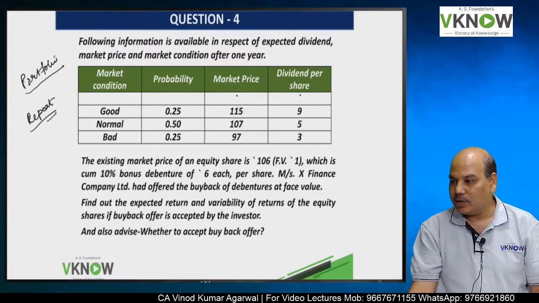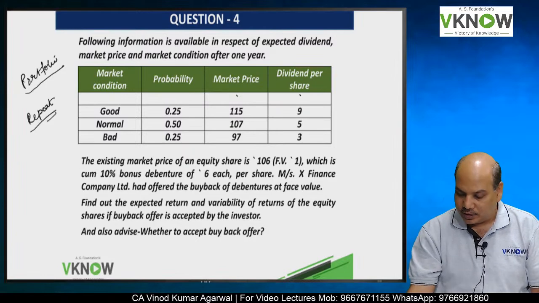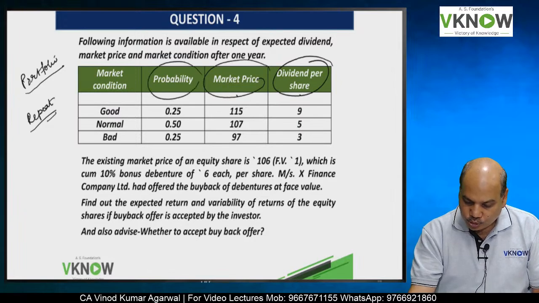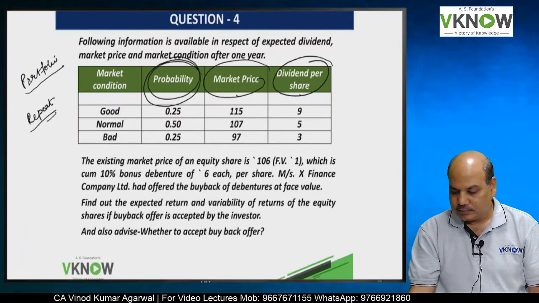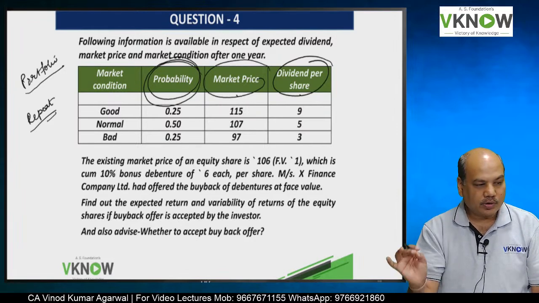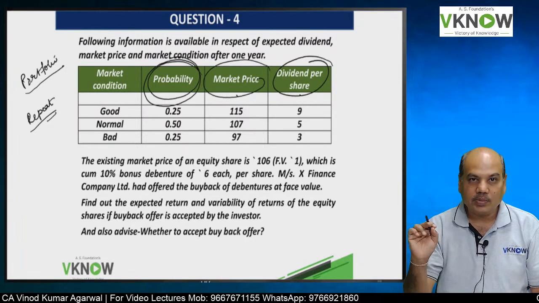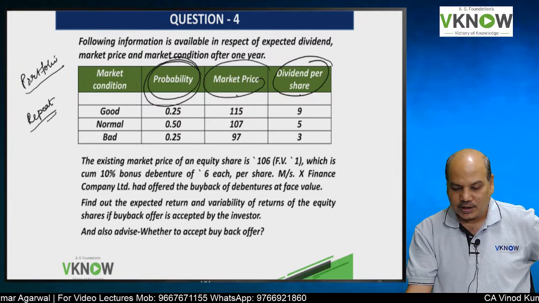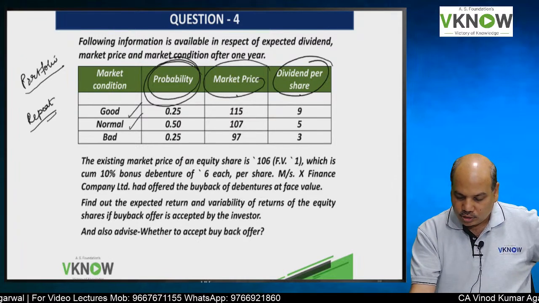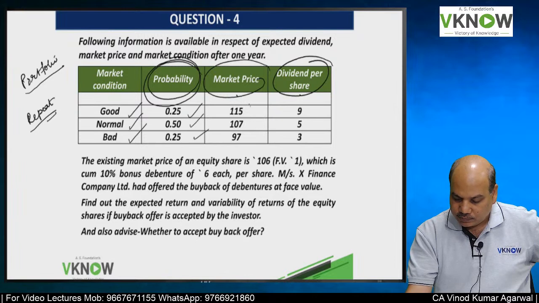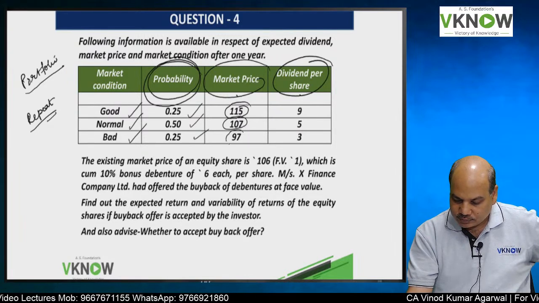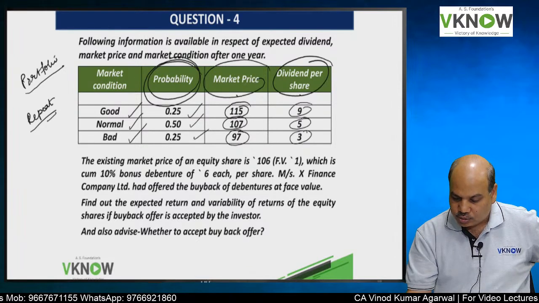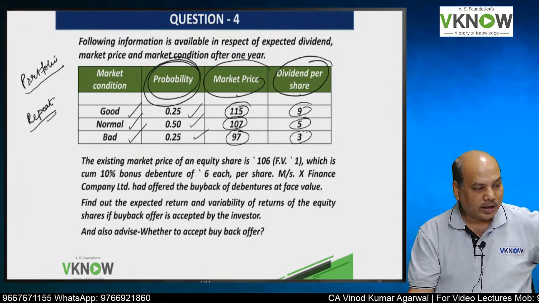Following information is available in respect of expected dividend. This time dividend is also there, along with market price, and this time you have to apply the concept of probability. The previous question was without probability, with number of years. This time it is with probability, so my formula for standard deviation will be slightly different. Good, normal, bad, these are the probabilities. These are the market prices depending upon market condition, and these are the dividends the company is expected to pay depending on market condition.